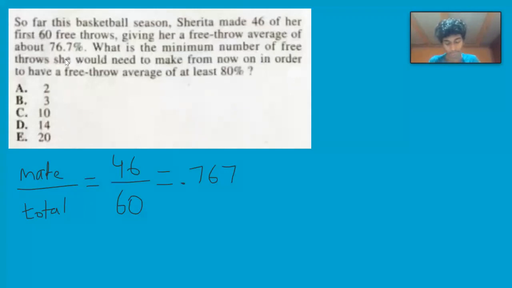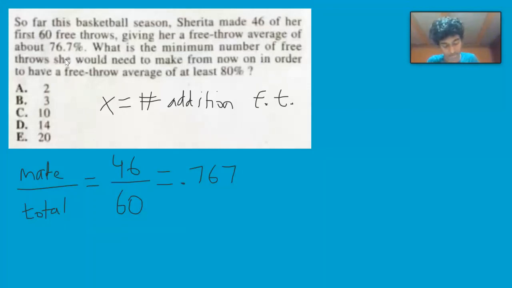Right? So her made, so let's let x be what we're solving for. So x is the number of additional free throws. All right, so x is the number of additional free throws. So where does this come into play in our equation? If she shoots x more free throws, we are assuming that she's going to make all of them, right? And we want to know the minimum number of free throws that she needs to make in a row to have an average of at least 80%.